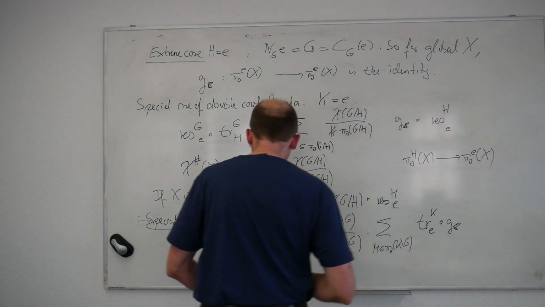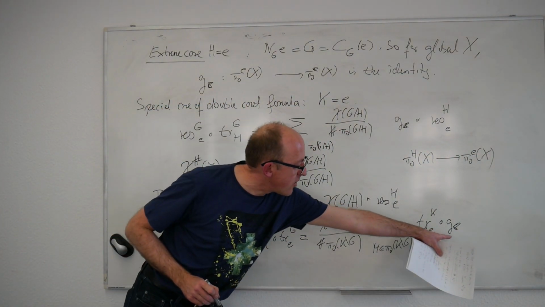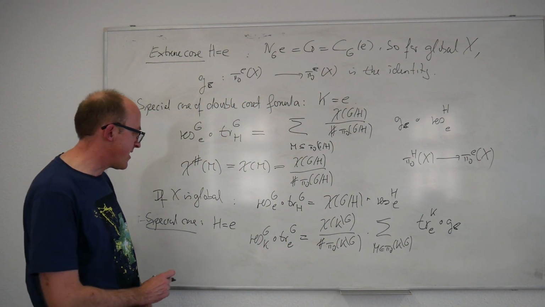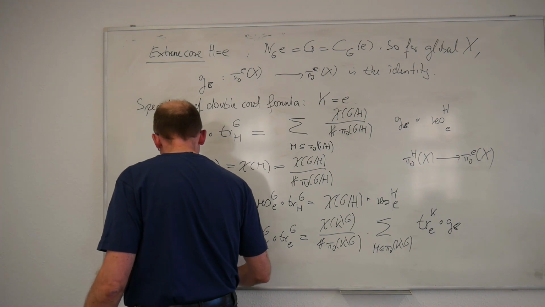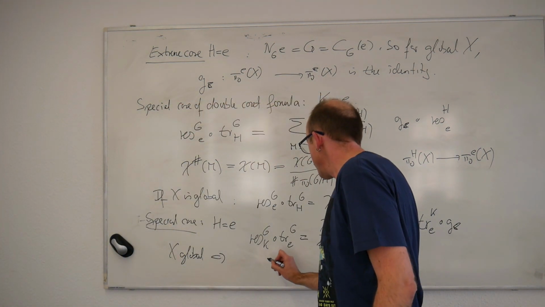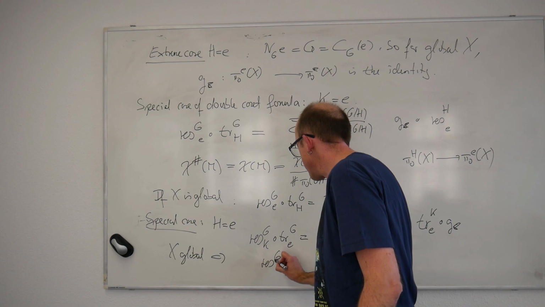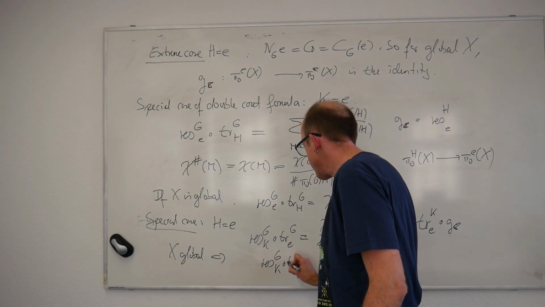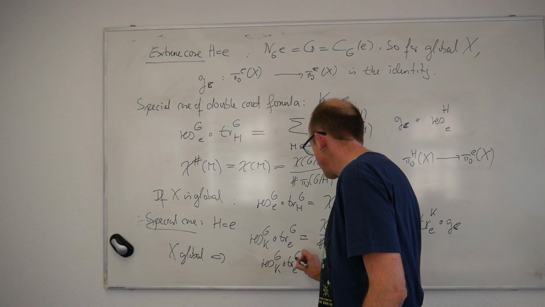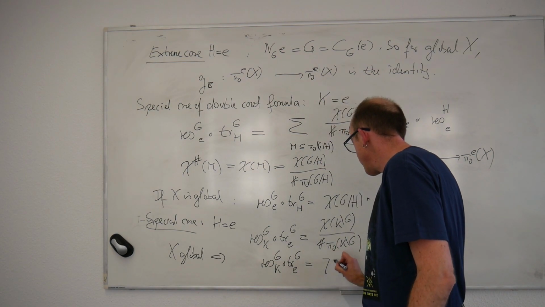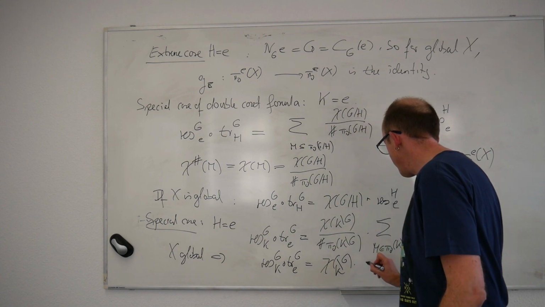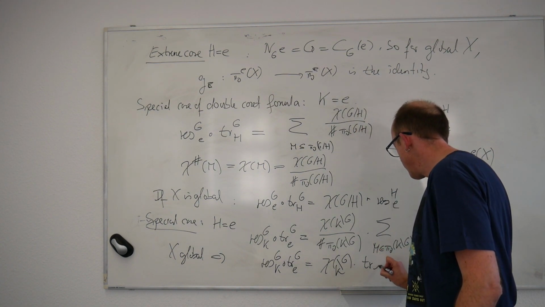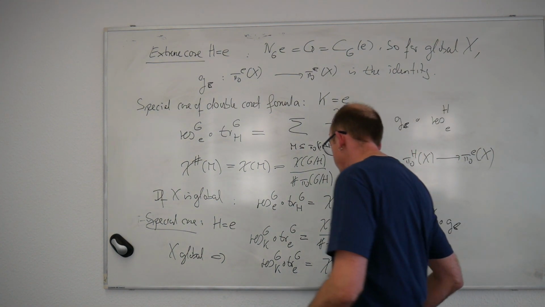It's a very similar argument, and again, if X is global, all these conjugation homomorphisms will be identities. So if X is global, we can simplify this formula even further. If X is global, restriction from G to K after transferring from the trivial subgroup to G is just the Euler characteristic of G mod K multiplied by the transfer from the trivial subgroup to K.